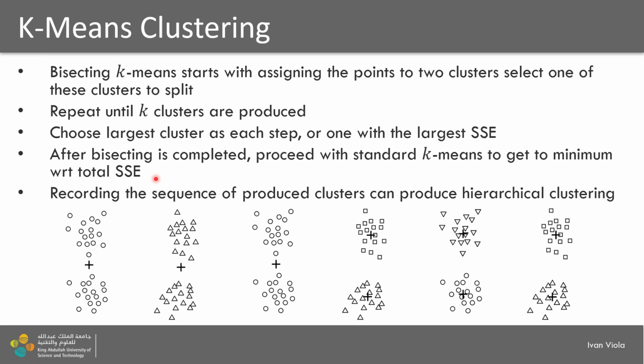And if we record the sequence of how we created the clusters, for example, we just had two in the beginning, then we had three, and then we had four, we can represent this sequence of produced clusters as a form of hierarchical clustering. So this bisecting method allows us to create k-means clustering which has a hierarchical structure, which was not the case in the previous k-means clustering, which was of a partitioning nature.